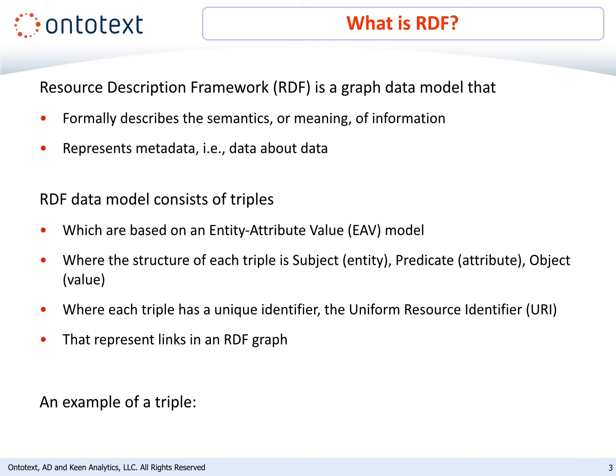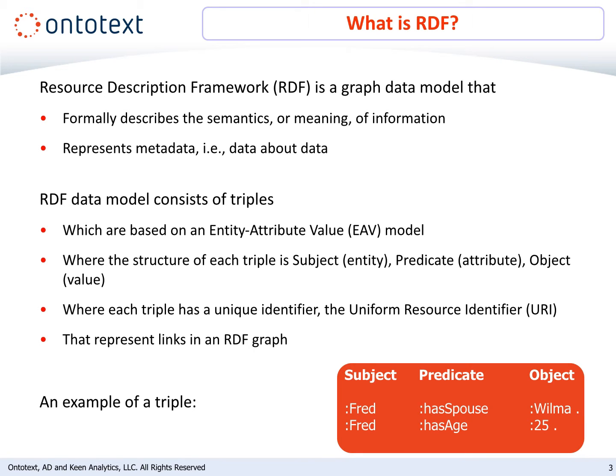For example, Fred has spouse Wilma is an example of a triple. Fred is the subject, has spouse is the predicate, and Wilma is the object. Also, in the next triple, Fred has age 25, Fred is the subject, has age is the predicate, and 25 is the object or value.